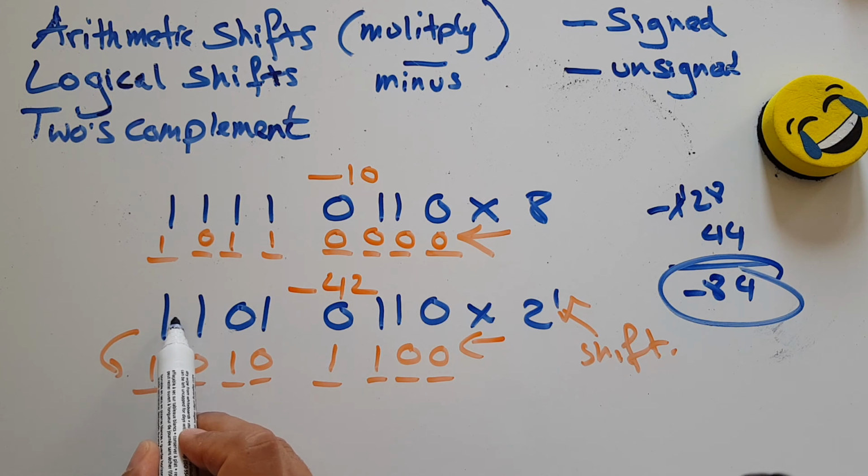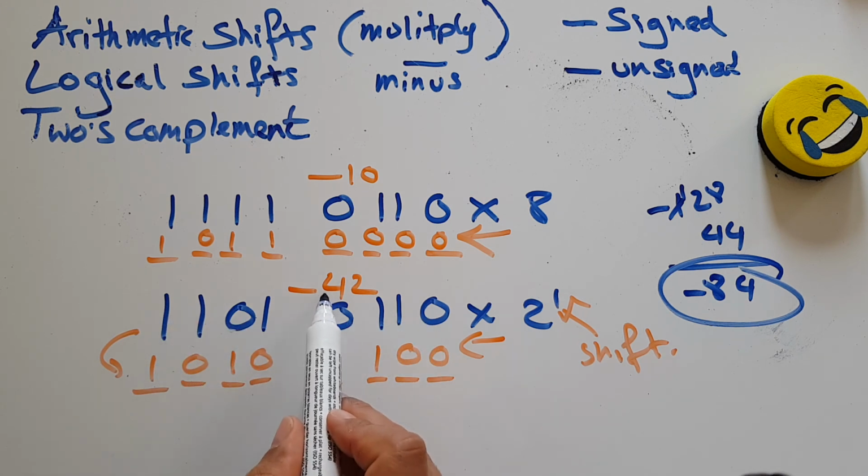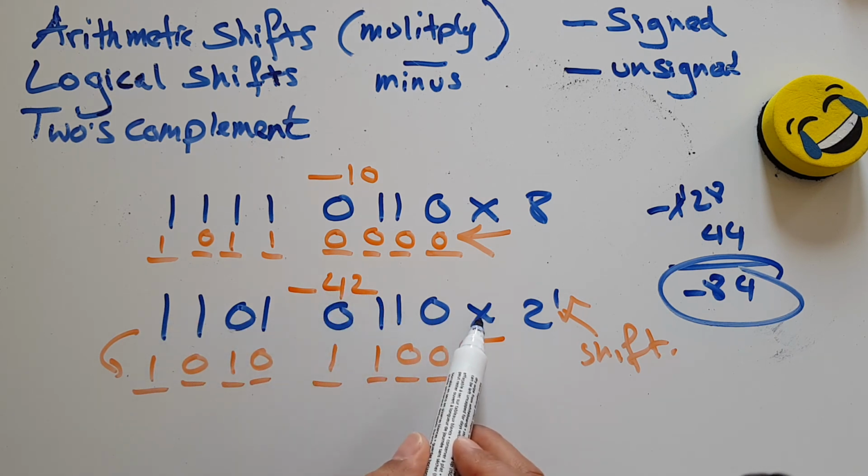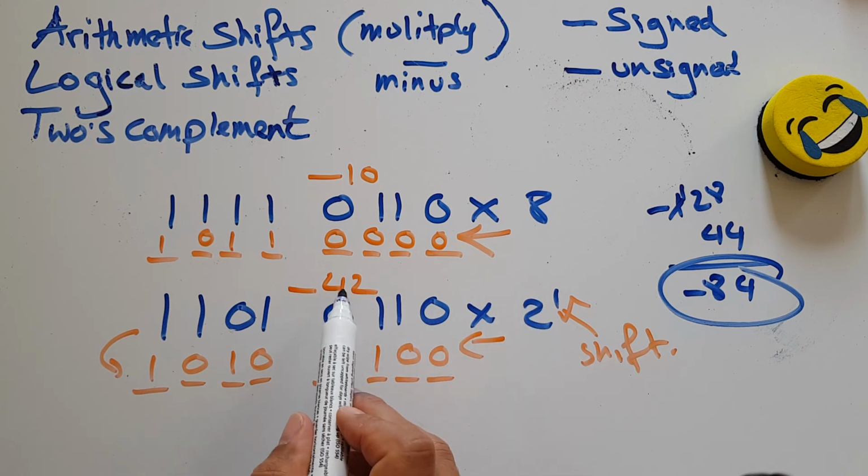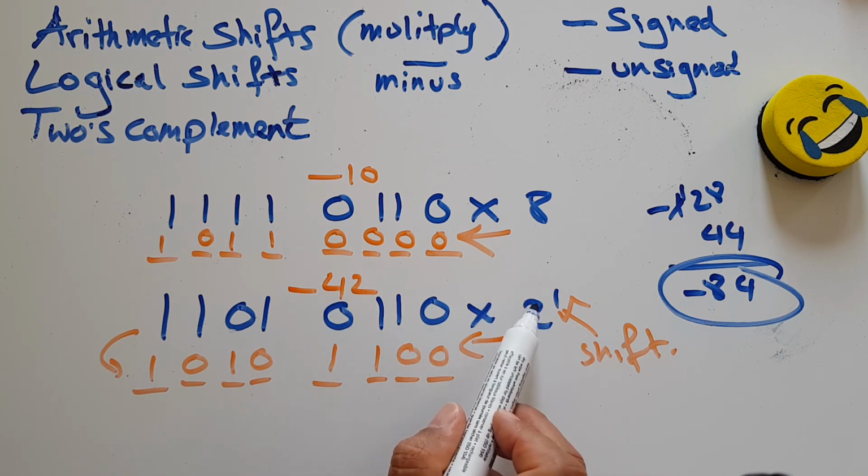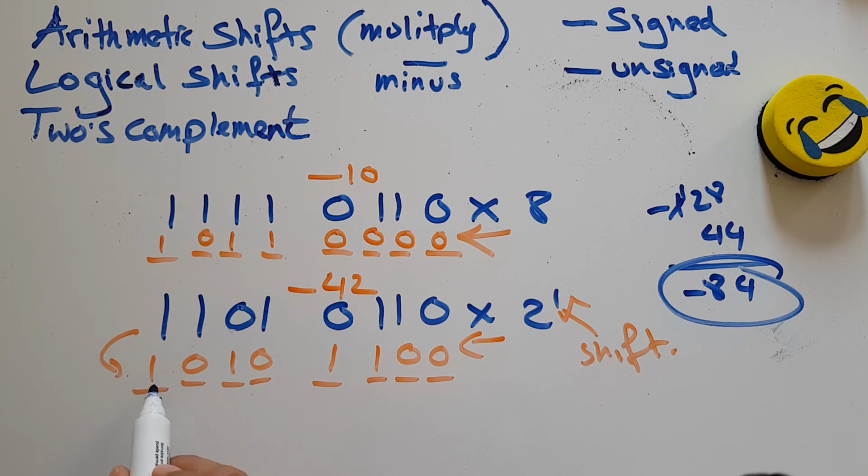So where was I? The blue binary is minus 42 multiplied by 2 to the 1, which is 2, minus 42 times 2 is minus 84. I performed the arithmetic shift and I got minus 84, so that's correct.